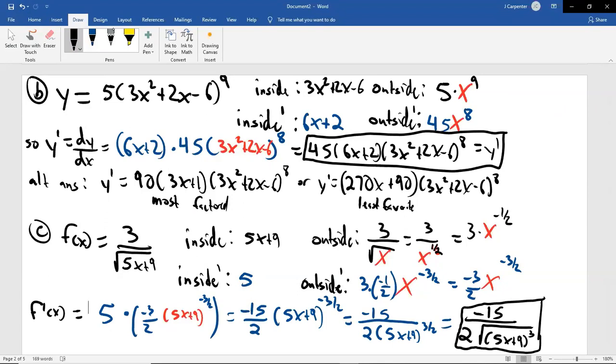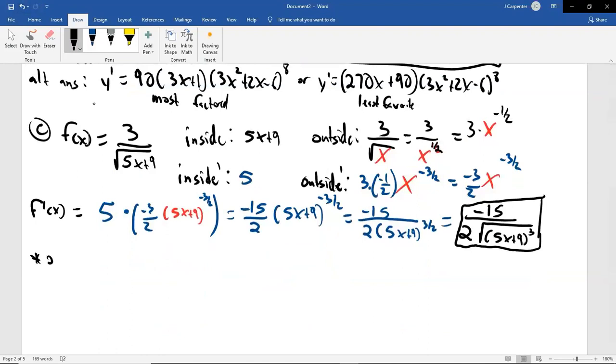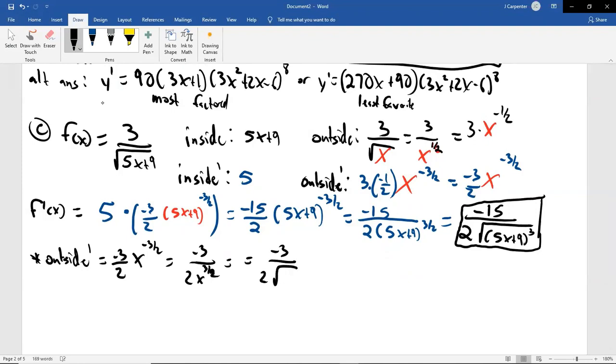But the moving of the -3/2 as an exponent down to the bottom and then changing to a radical, you could have done that up here. So the outside part, just note that that would have been, I don't want to write it there, I want to write it below. Note the outside derivative, if you had simplified, you would have gone from -3/2, then the red x to the -3/2. I'm going to skip the color changing for now. That would be -3/2 x to the +3/2, which would be -3/2 square root of x cubed.